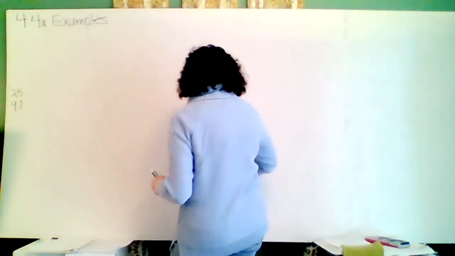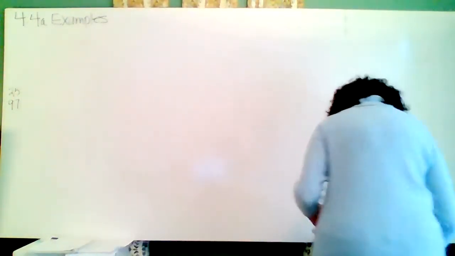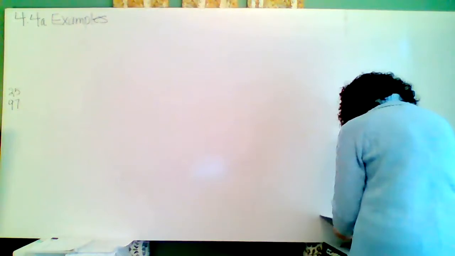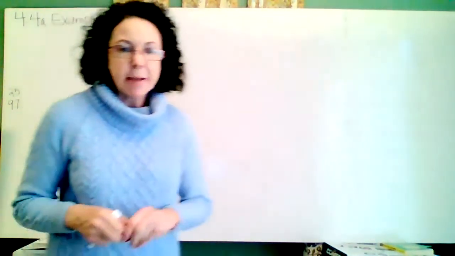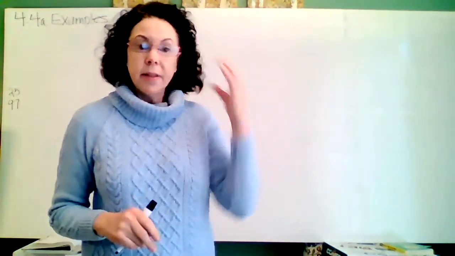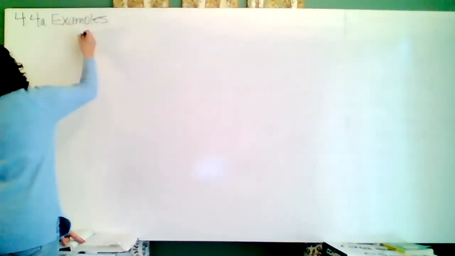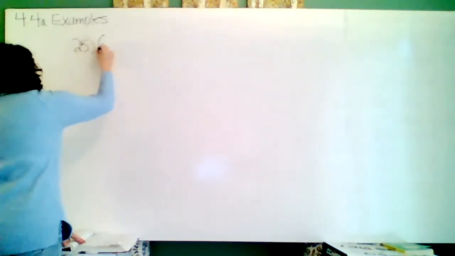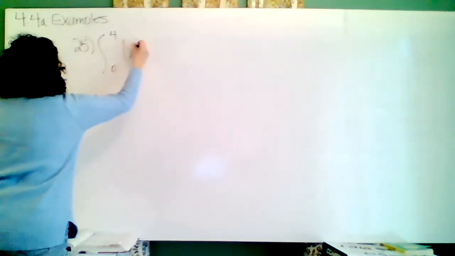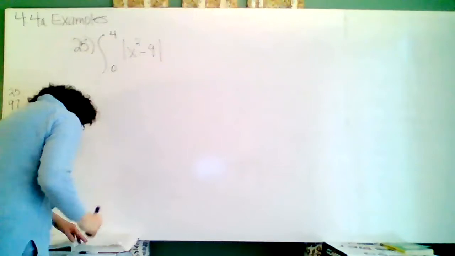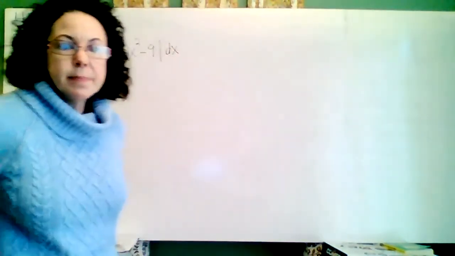Okay, let's see what the issue is with 25. Why are we going back to 25? Oh, yes. Again, class, on the AP exam, absolute value functions are the norm, not the exception. So on 25, they are asking you to integrate from 0 to 4 the absolute value of x squared minus 9, dx.